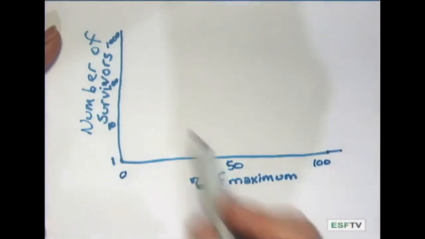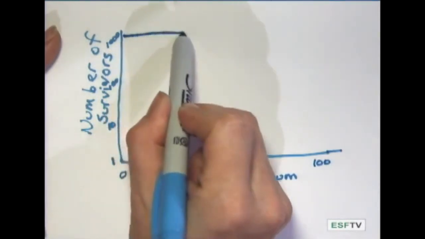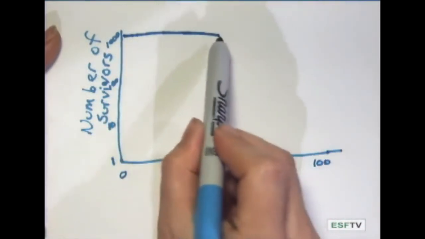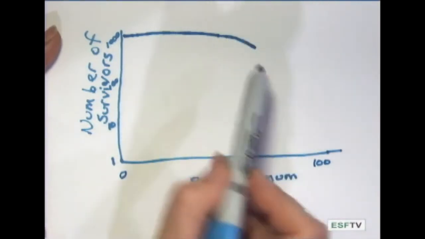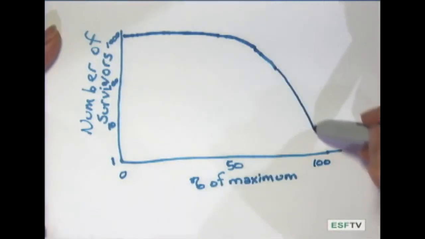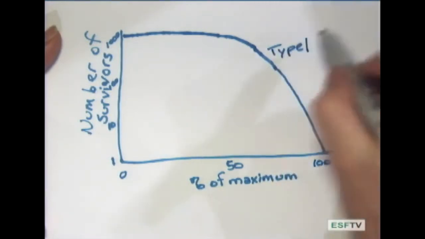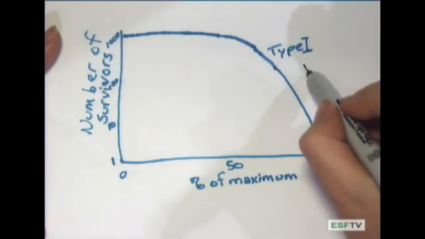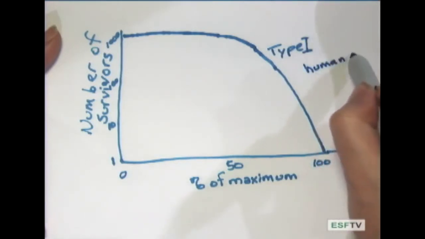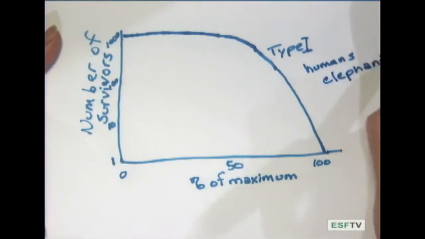And so again, type 1 individuals generally have high survivorship through their young and middle age spans, and then at some point this drops off dramatically. Okay, so that is type 1. This is represented by humans and elephants, which are another type 1 organism.